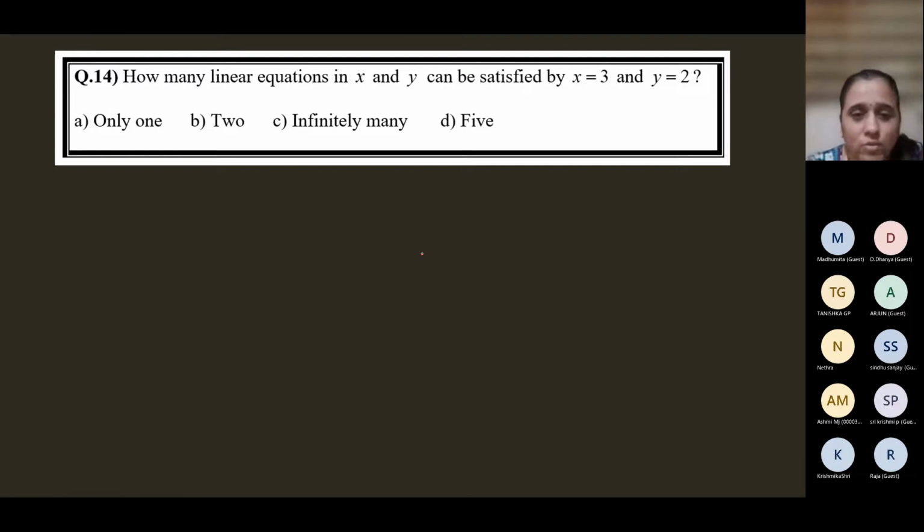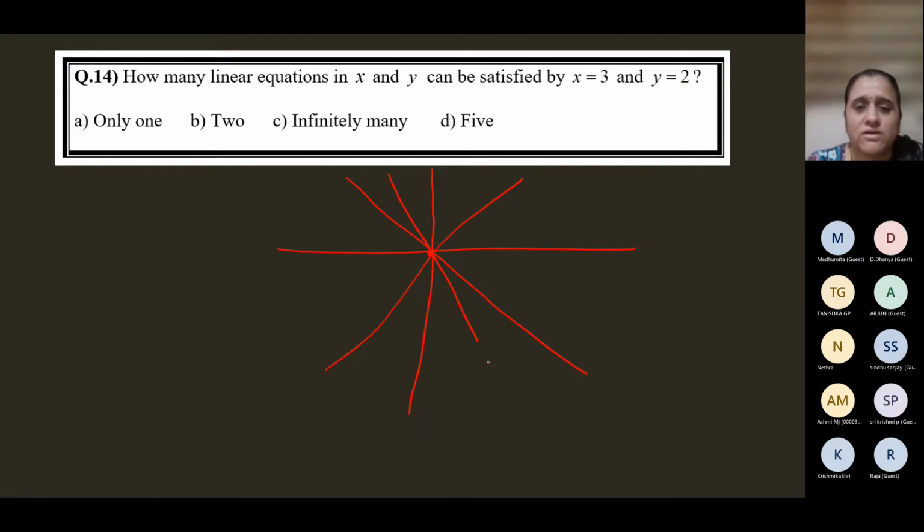But when you're given one point in a plane, only one point, we know that we can draw infinitely many lines passing through that point. If this is the given point, we can draw infinitely many lines passing through this point. There are so many lines, infinitely many lines passing through this point.